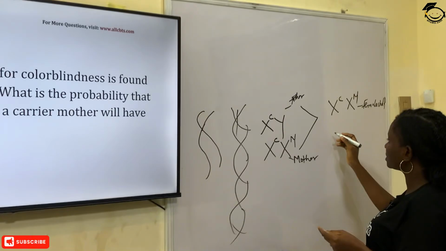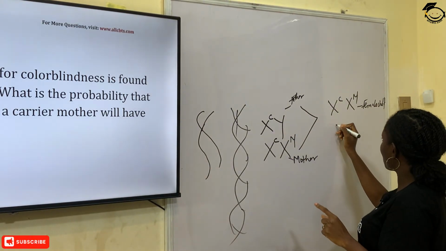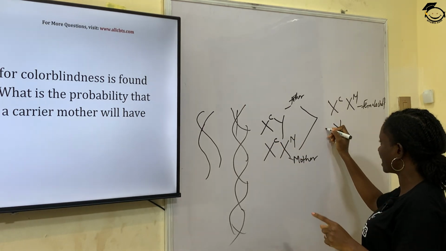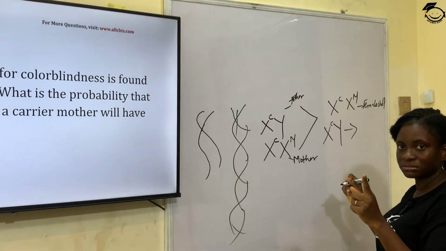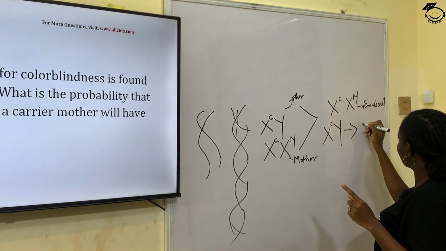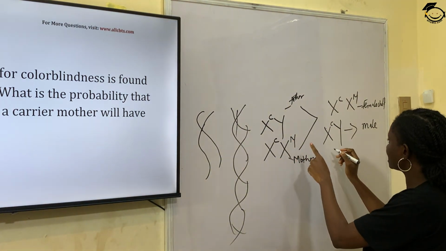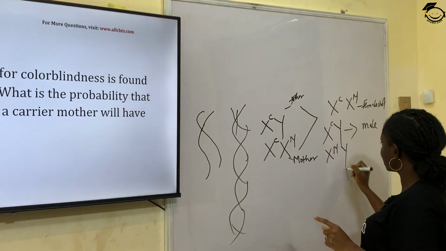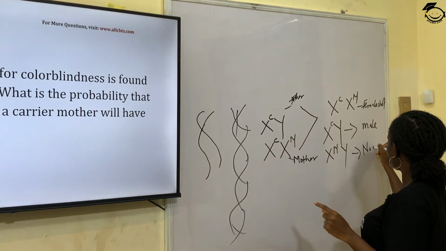So for a male child now, let's say the father releases a Y chromosome and the mother releases one of the X chromosomes, let's say the carrier one. So the male can also have color blindness. That's for the male. So let's say the mother releases an X chromosome that is normal, and the father also releases Y. So this is no color blindness.